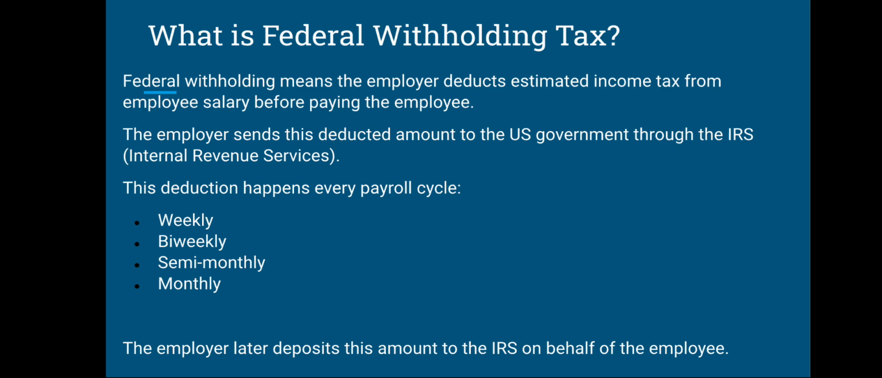So this deduction happens every payroll cycle. If your payroll is running on a weekly, bi-weekly, semi-monthly or monthly basis, each time your federal withholding tax will be deducted. The employer later deposits this amount to the IRS on behalf of the employee. So this tax will be deducted from employee salary by the employer, and later the employer will deposit this amount to the IRS on behalf of the employee.